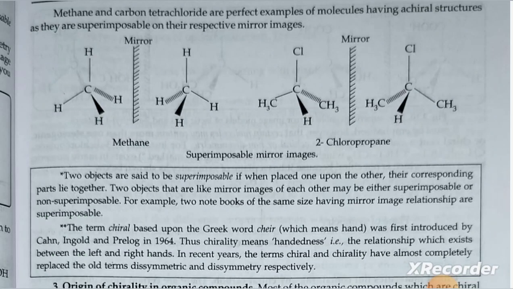The term chiral, based upon the Greek word cheir, which means hand, was first introduced by Cahn, Ingold and Prelog in 1964. Thus, chirality means handedness. It means the relationship which exists between the left and right hands. In recent years, the terms chiral and chirality have almost completely replaced the old terms dissymmetry and disymmetric respectively.